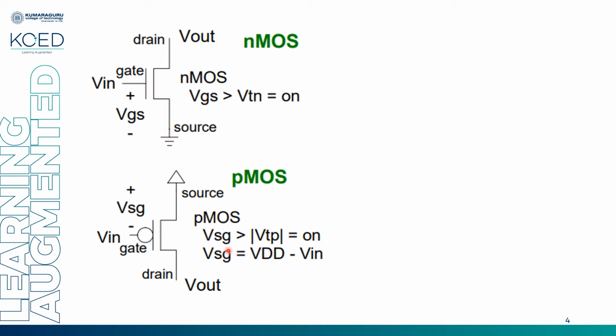What should I do to sustain this PMOS in on condition? My VSG must be always greater than mod VTP. Why is it VSG? Because source is tied to VDD, so this will be taken as VSG, but here it is VGS. The reason is source is tied to ground, lower level. And for a PMOS, threshold will be negative, so I'm considering mod of VTP. So this is the condition for sustaining your PMOS in on condition.